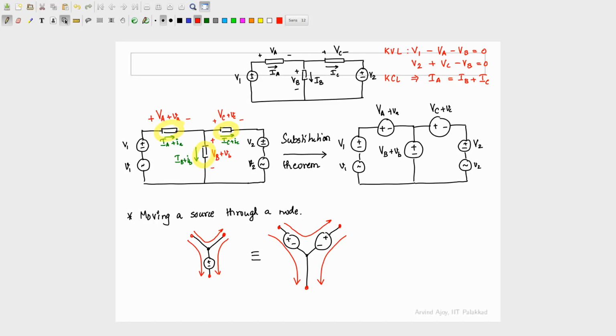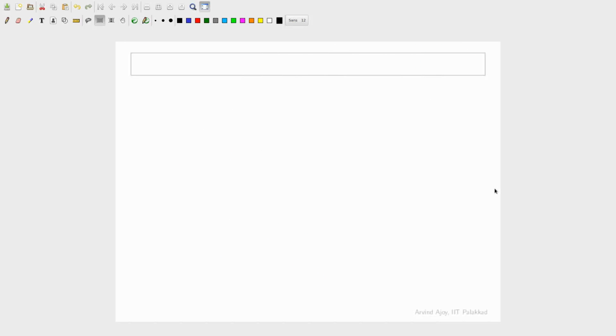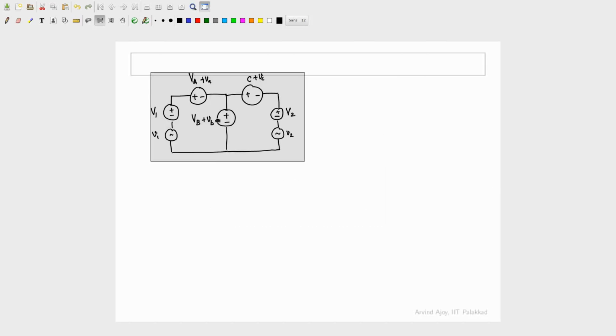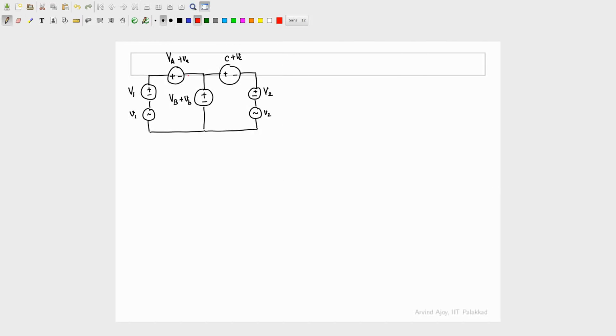Then you try this and you try it here. So for all practical purposes, if you were to consider these 3 points I have drawn as points, everything is identical inside there. Correct? So this is called moving a source through a node. We did not do this explicitly in the course, but it's fairly obvious.